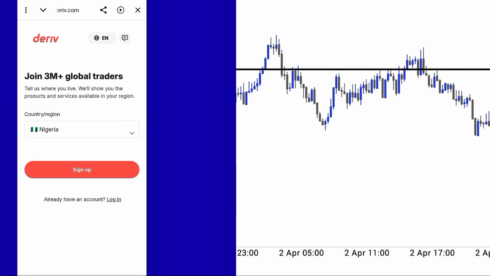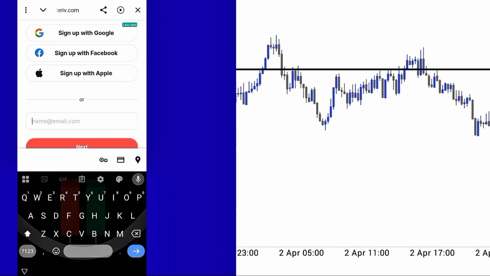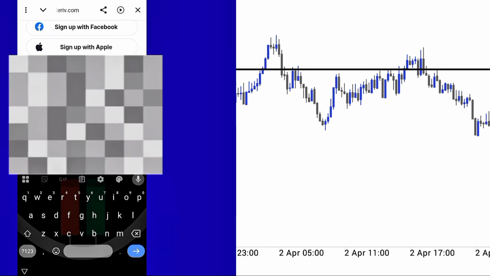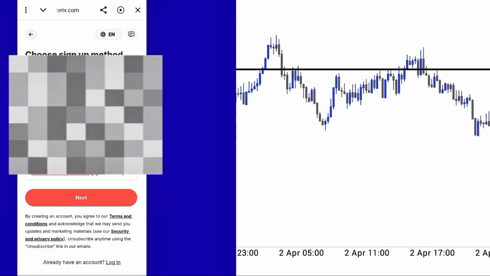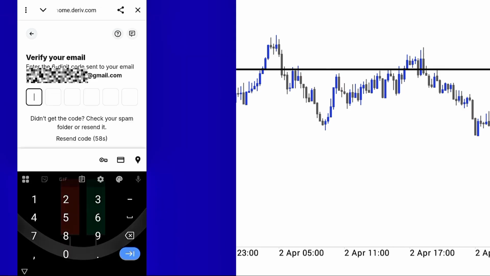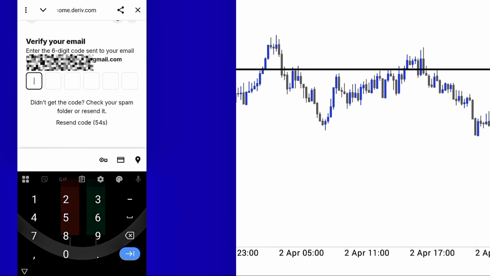Click on sign up. You can sign up with your email, with your Facebook, with Apple and the rest. But I prefer you go with your email. Just type the email address that you want to use. Alright. So after typing the email address, you click on next. Now it starts to load. Now you have to enter the 6-digit code that was sent to your email.